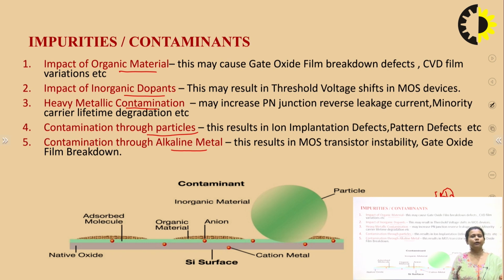If a wafer is contaminated by organic material, there will be chances of defects such as gate oxide film breakdown. There will be chances of threshold voltage shift if inorganic dopants like boron are there. In metallic contamination, there will be chances of PN junction reverse leakage current. So lots of problems and errors can occur if these contaminations or impurities are there in your wafer. So there should be some techniques we use to remove these impurities.